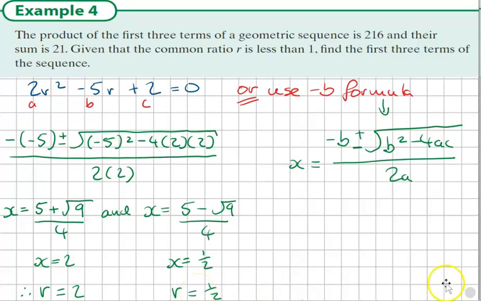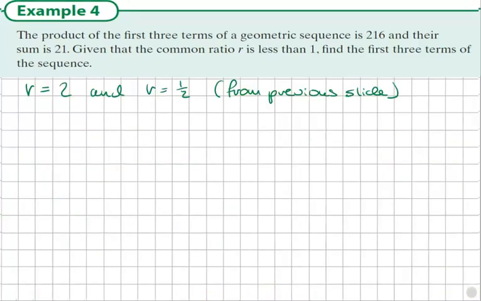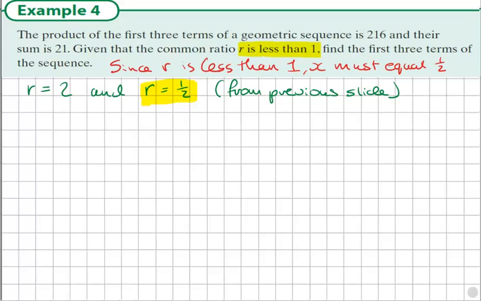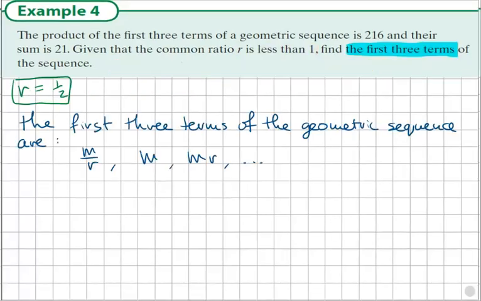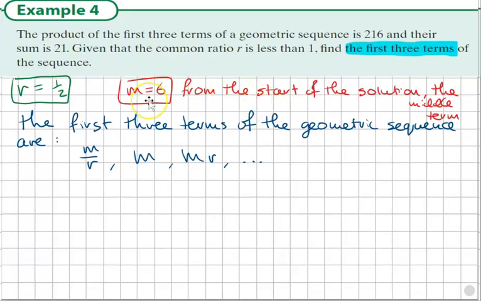So r is equal to a half. So from our previous slide, we have r is equal to 2 and r is equal to a half. Again, we know that r must be equal to a half because it has to be less than 1. So we have r now, we need to figure out the first 3 terms of the sequence. So the first 3 terms again are m divided by r, comma m, comma m multiplied by r. So m over r, m and m r are our first 3 terms. We know m and we know r. So we know m is equal to 6. We worked that out at the start of the question.